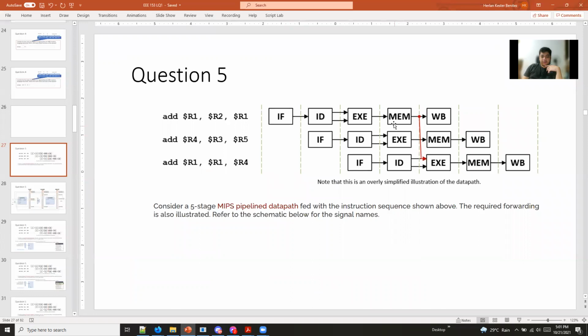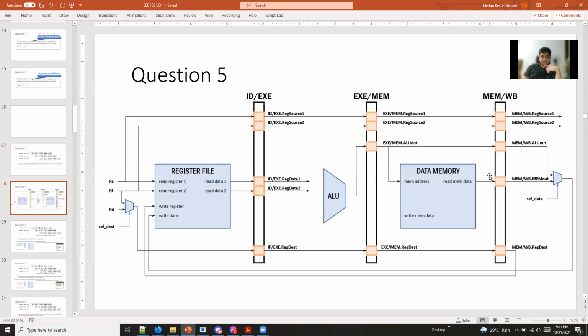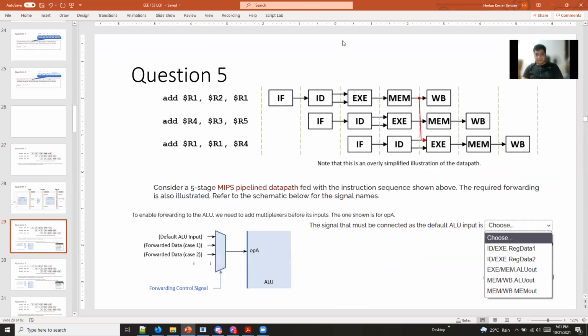And the forwarding that we need is between the first instruction and the third instruction. So our data path is this, a somewhat simplified form. Just take note that even though MIPS is what is presented, there are slight variations. So always double check your given whether they are the same, and then make adjustments accordingly.